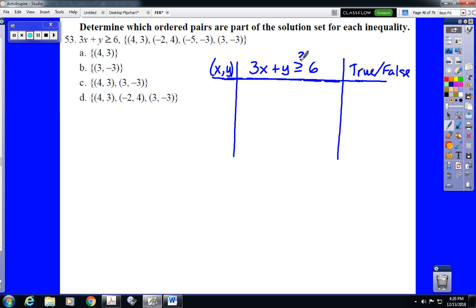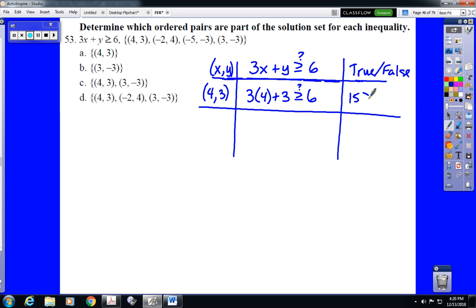Looking at the answers here, notice how (4, 3) is in 3 out of the 4 answers, so testing it should give us some information on the actual answer. We plug in 4 for x and 3 for y. So 3 times 4 plus 3, which would be 15, is greater than or equal to 6. That is a true statement, so (4, 3) should be part of the solution set. Since it's not part of the solution set for B, we can eliminate answer choice B.